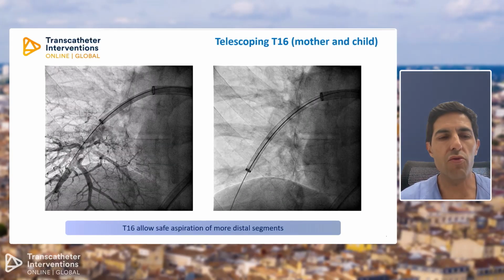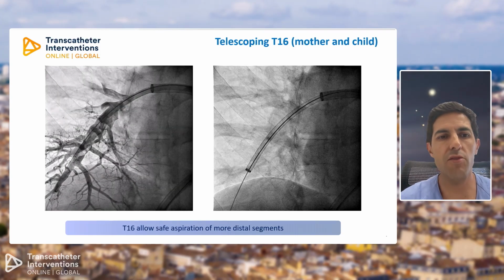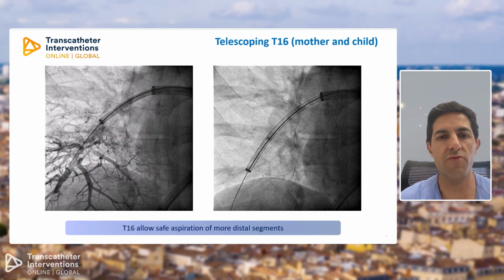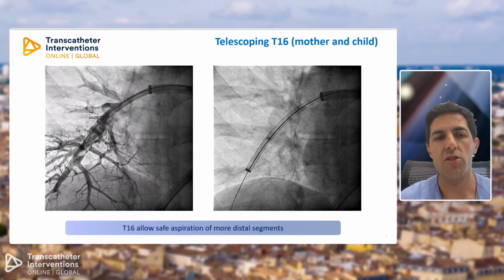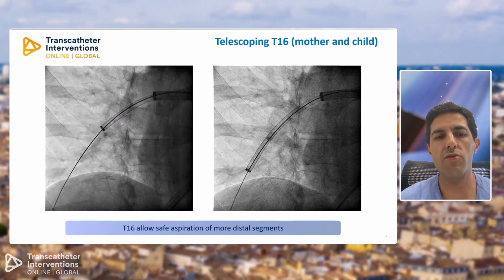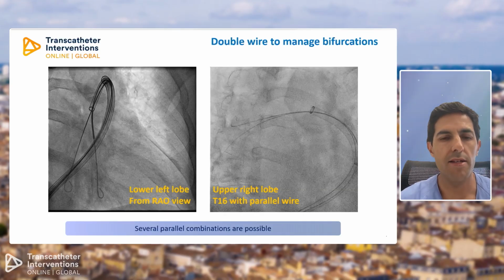Also, to go to the most distal areas, this is a segmental thrombi that we could not reach with the T24, and we advanced the T16, and we safely recovered this area. Sometimes also T16 goes well to the superior lobe of the right lung.